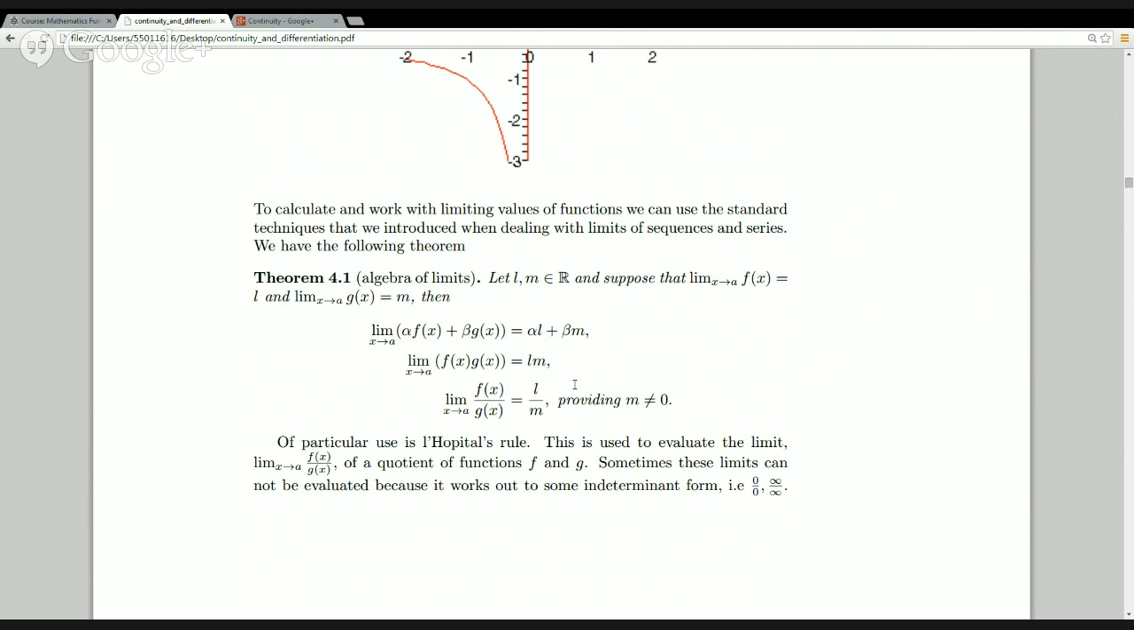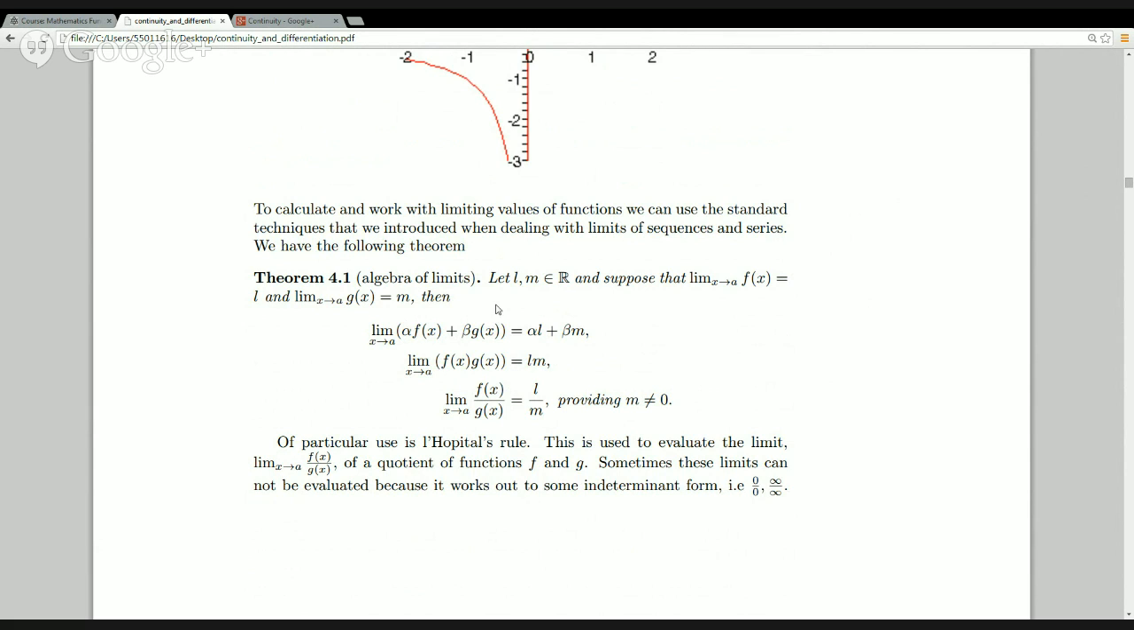Okay, so these results about limiting value look almost as if I've copy and pasted them from the similar result for sequences. There's one for linear combinations. So if you have a linear combination of two functions, alpha times a function f plus beta times a function g, you can consider that as a new function.